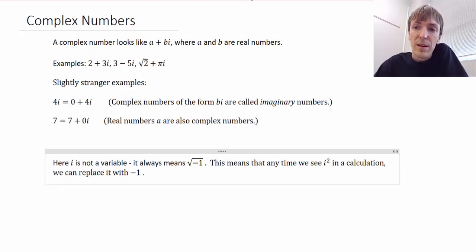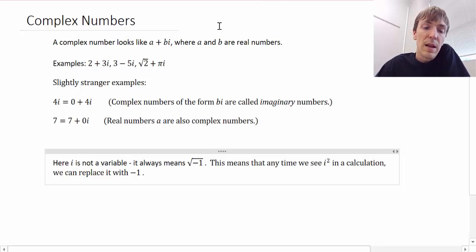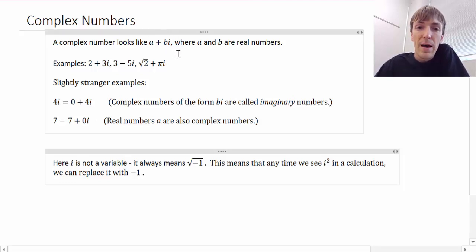All right, so what is a complex number? Well, it looks like a plus bi, where the a and the b here are just regular real numbers. Okay. So I'm going to go through a few examples of this. These examples are pretty straightforward. So 2 plus 3i. That means that a here is 2 and b is 3. Similarly, 3 minus 5i works. The minus is okay. That just means that the b is minus 5.